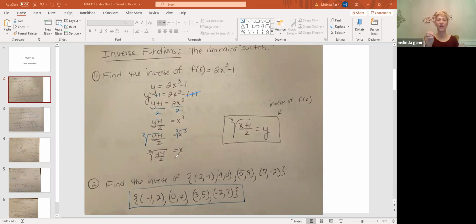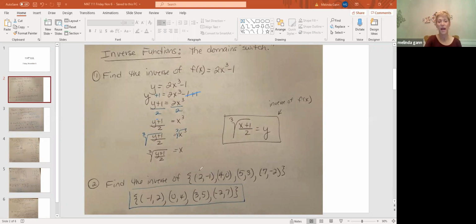Once you get x by itself, then you literally just switch your x and your y. You switch your domain and your range. So that y turns into an x, and that x turns into a y. So there's your inverse. The inverse of this function is this function. You've got several homework examples, so go back and look over those.